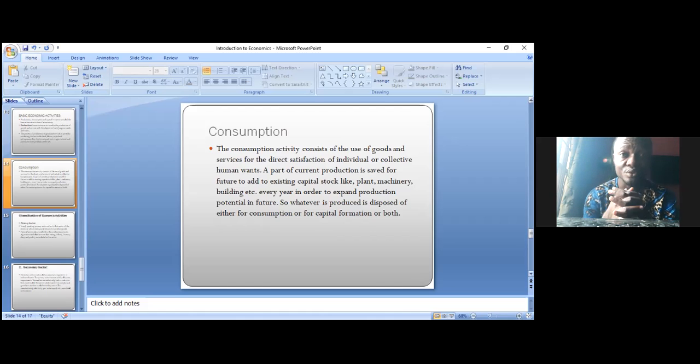For them to expand their production, they have to save. So whatever is produced is disposed of either for consumption or for capital formation or both. Whatever you produce will be divided into two. It could be for consumption or for capital formation. What do I mean by capital formation? The capital formation that we are talking about here is the saving, like I explained. That's for the long run: plants, machinery, all those.